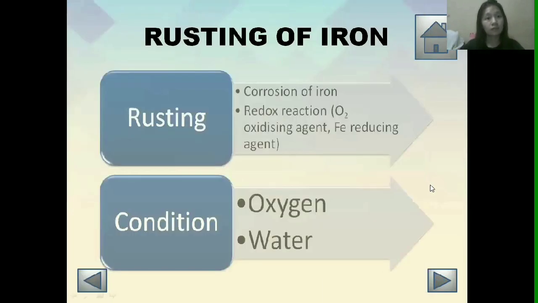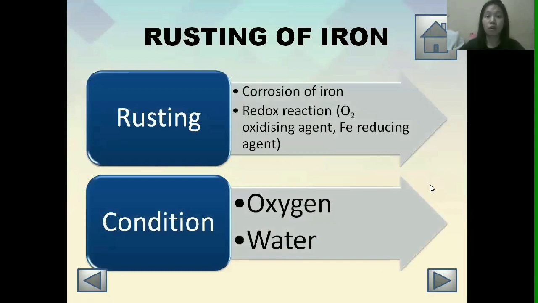Rusting is the corrosion of iron. Rusting is also a redox reaction whereby oxygen acts as the oxidizing agent and iron acts as the reducing agent. The rusting of iron can occur in the presence of oxygen and water.